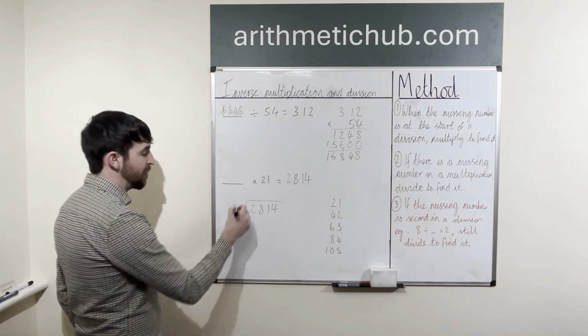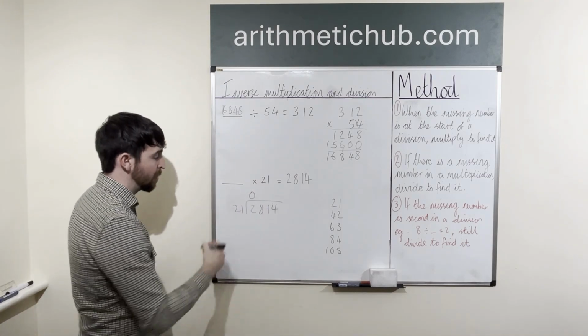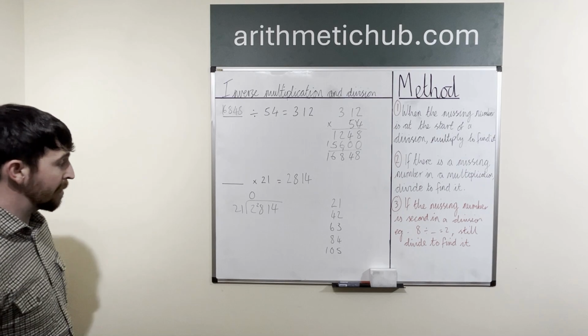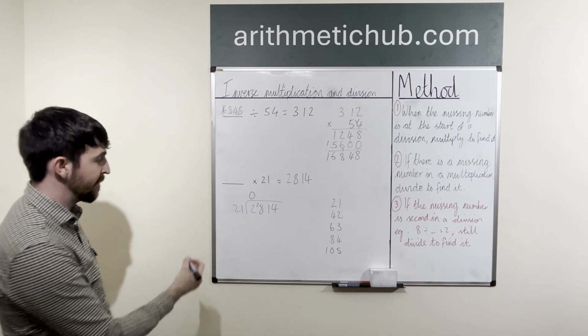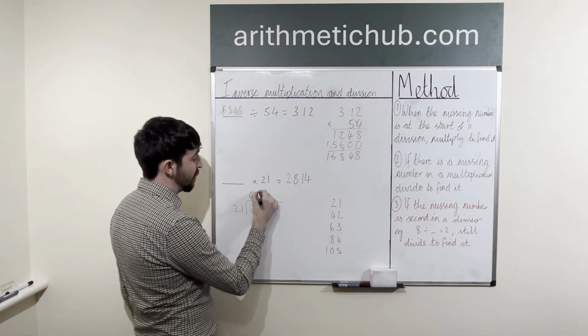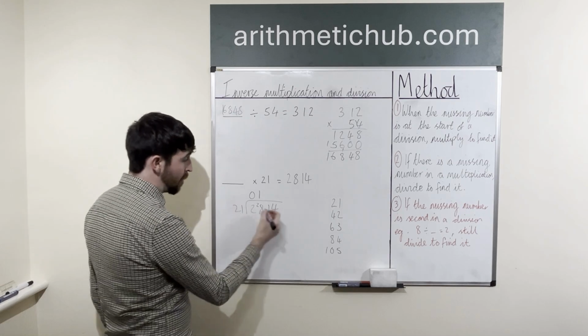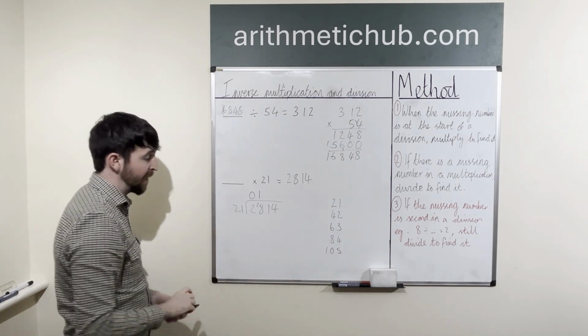So how many lots of 21 go into 2? 0. 21 is bigger than 2, so it doesn't go in. So now I need to carry, and so it becomes 28. How many lots of 21 go into 28? Well, 1 lot of 21 goes into 28. And my remainder is going to be 7, isn't it?